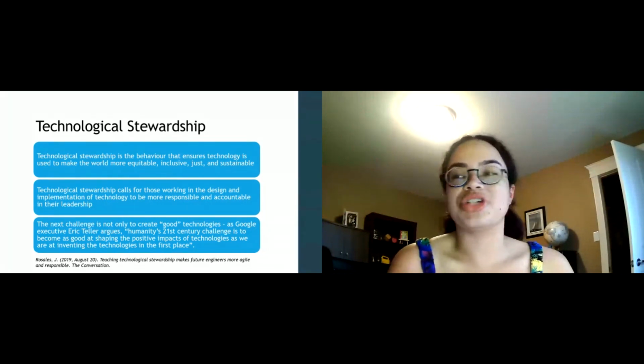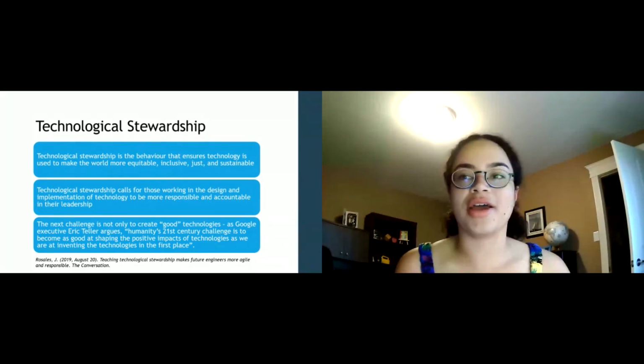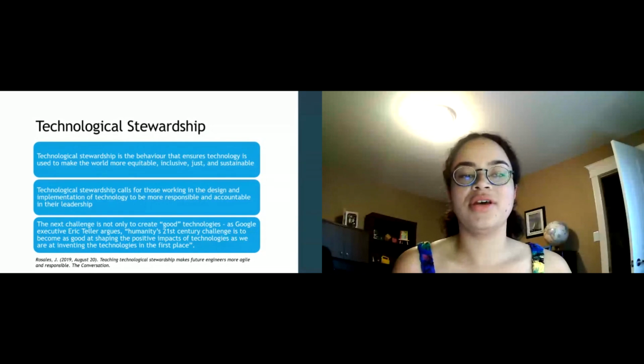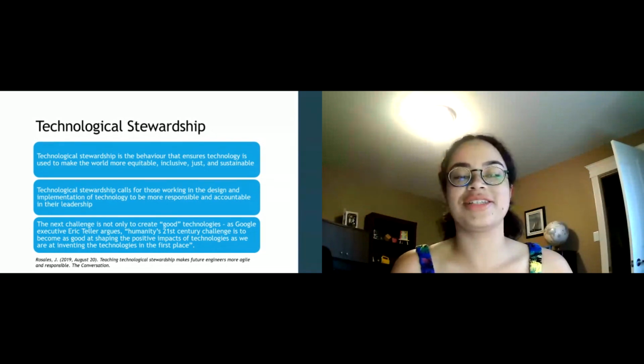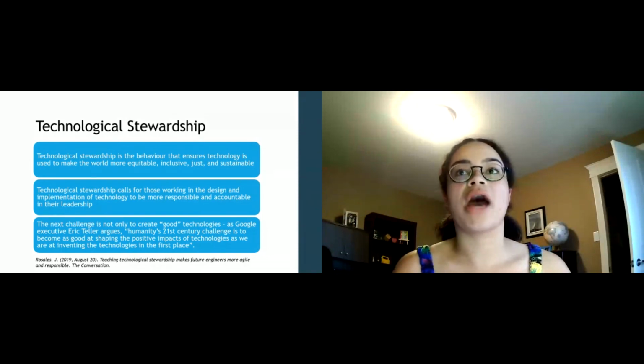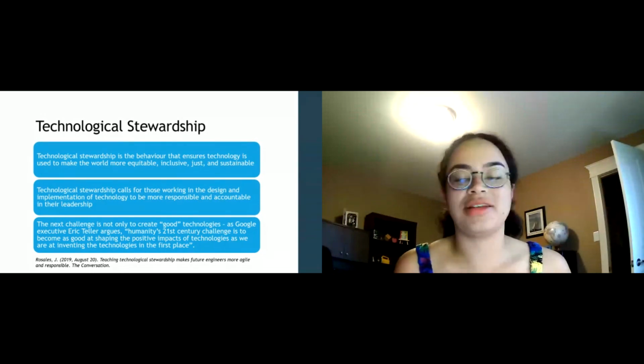And so the next challenge in our design processes is not just to create good technologies that are effective. We want to be able to become just as good at shaping the positive impacts of technologies as we are at inventing the technologies in the first place. So instead of looking at how effective a technology is, a measure of that effectiveness should be how inclusive it is and how it interacts with society.